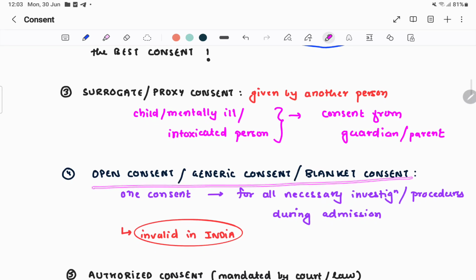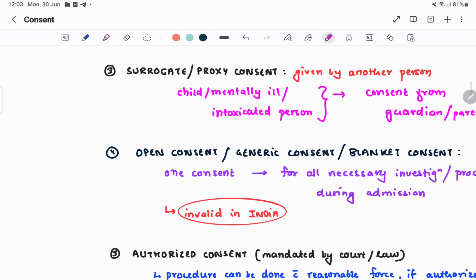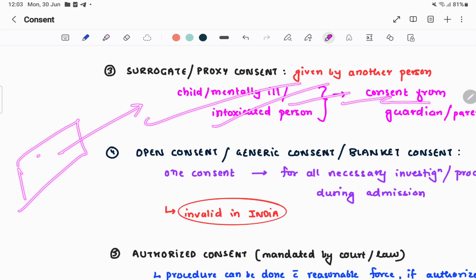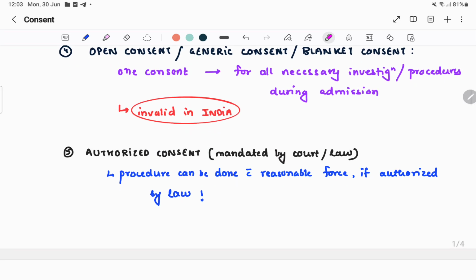Open consent, generic consent, or blanket consent is basically one consent for all investigations. You take a blanket consent and do any procedure of your choice on the patient, but it is invalid in India. In India, you have to take consent for each and every procedure.